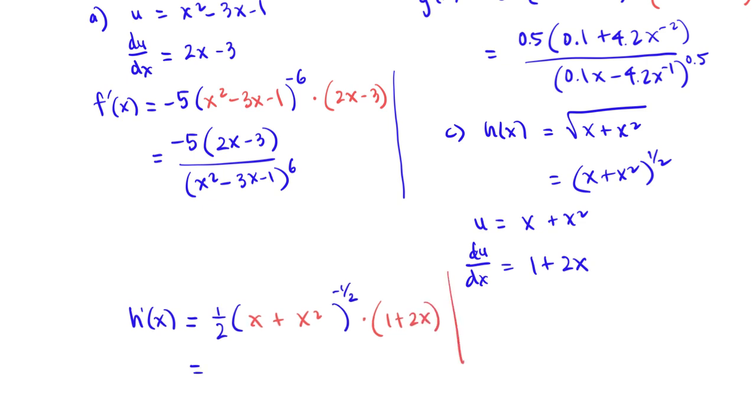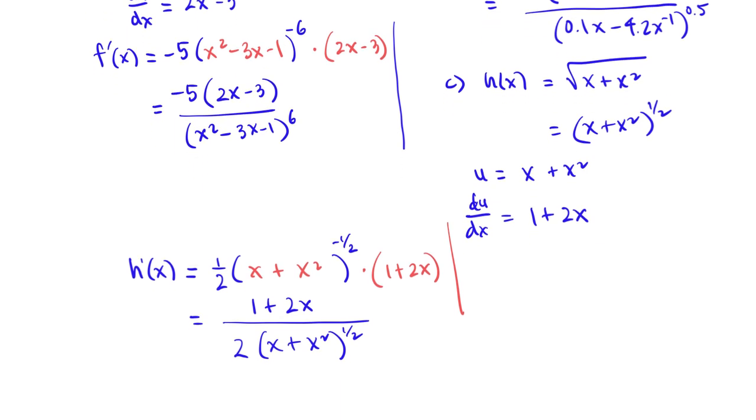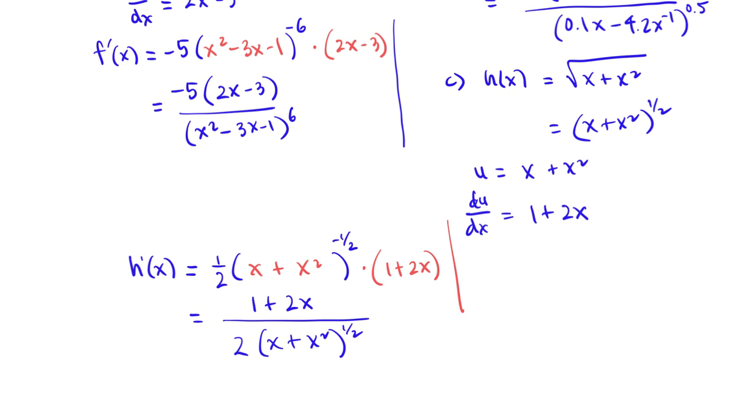Simplifying this, we have 1 plus 2x in the numerator. In the denominator, we have 2, and then x plus x squared raised to the positive 1/2. If we do not want to use the rational power, we can rewrite this as 1 plus 2x over 2, and the 1/2 power is the radical x plus x squared.